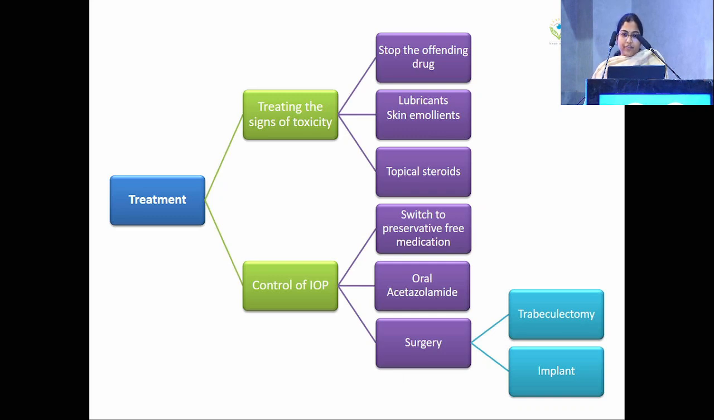So preferably, after stopping the offending agent, we can add oral acetazolamide to buy time to reduce the intraocular pressure. Once the allergy is a little bit better, we can switch to another class of preferably preservative-free medication. If the pressure is not getting controlled with anti-glaucoma medication, then we will go for surgery based on the conjunctival health.